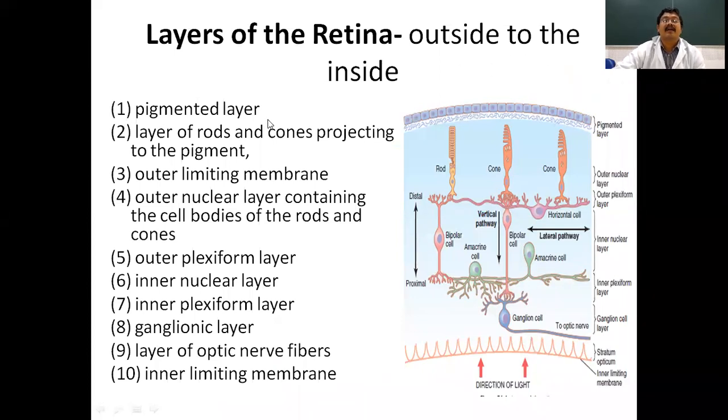The pigment epithelium layer, then from outer to inner side, the layer of rods and cones projecting into the pigment epithelium, the outer limiting membrane, and the outer nuclear layer containing the cell bodies of the rods and cones, the outer plexiform layer, the inner nuclear layer, the inner plexiform layer, the ganglionic layer, the layer of optic nerve fibers, and the inner limiting membrane.